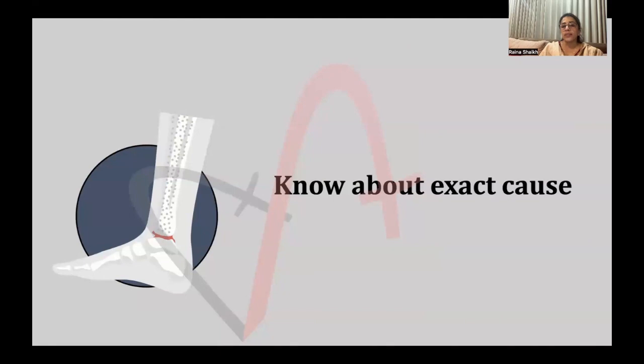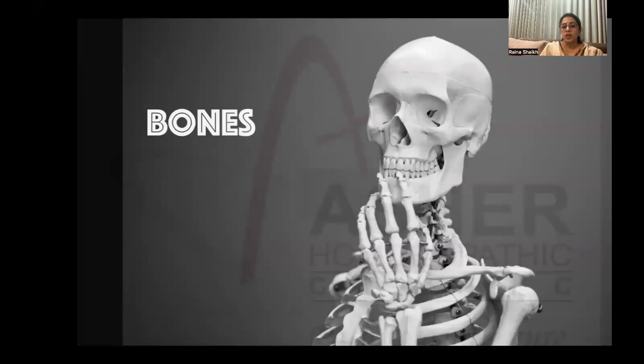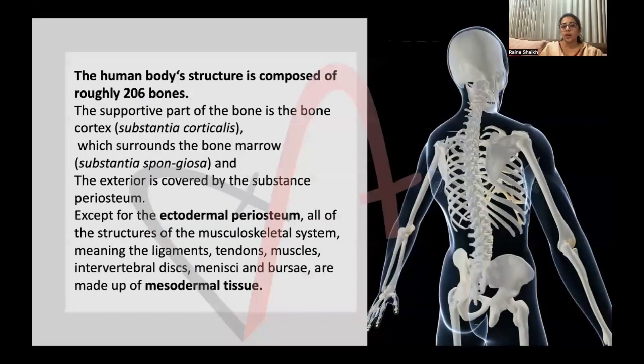To know about the exact cause, here we take help of the GHK. Now, since we are dealing with rheumatoid arthritis, that is the bones and the joints, we'll study it a little bit from the beginning. As we all know, the human body structure comprises roughly 206 bones. The supportive part of the bone is the cortex, substantia corticalis, which surrounds the bone marrow and substantia spongiosa. The exterior is covered by the periosteum.